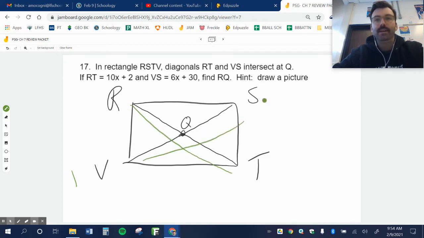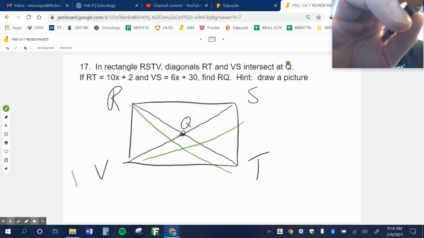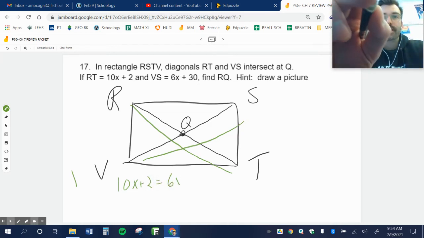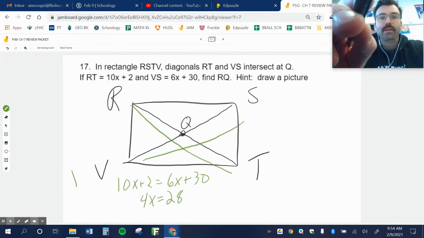Well, in a rectangle, our diagonals are congruent, so I can say 10x plus 2 equals 6x plus 30. Subtract 6x, I get 4x. Subtract the 2, equals 28. So x equals 7.